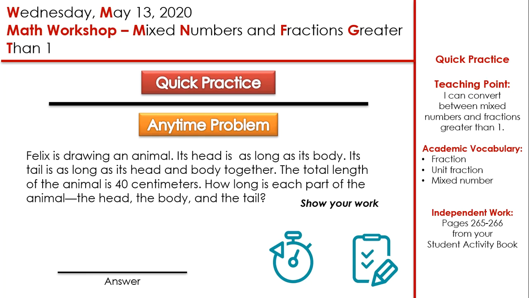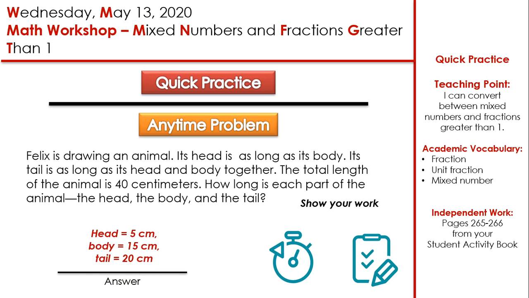Alright? So our quick practice for today is an anytime problem. That is to say, it is not necessarily related to our topic for today. So this is the situation. Felix is drawing an animal. Its head is as long as its body, and its tail is as long as its head and body together. The total length of the animal is 40 centimeters. How long is each part of the animal? The head, the body, and the tail.